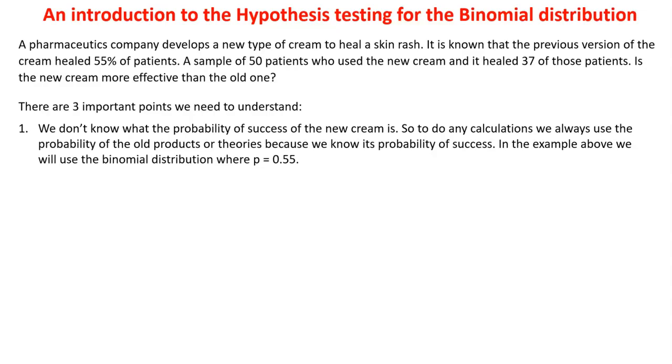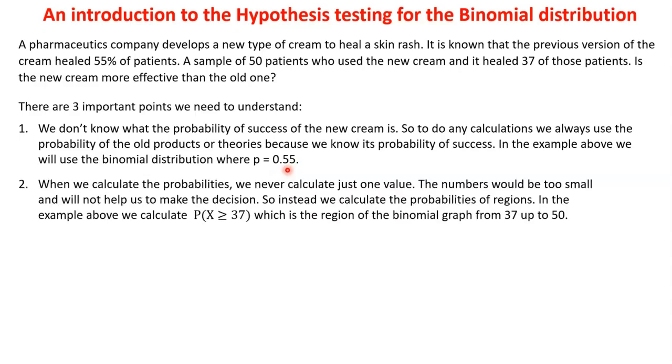So the first thing is that we have to realize that there are three important points we need to understand. First thing is that we don't know what the probability of success of the new cream is. So to do any calculations, we always use the probability of the old product or theories, because we know how successful they are. In the example above, we use the binomial distribution where p equals 0.55.